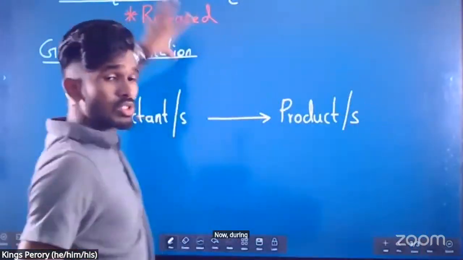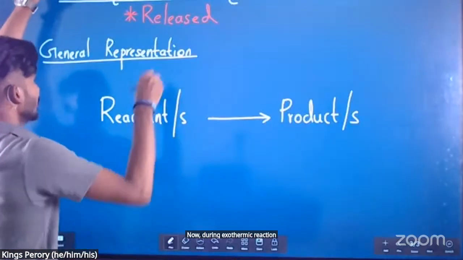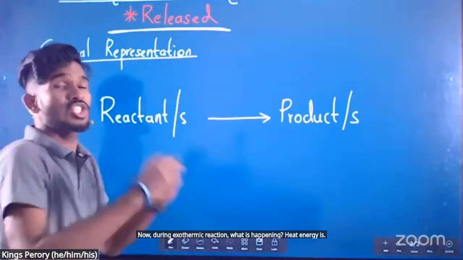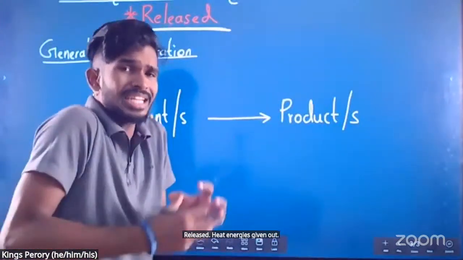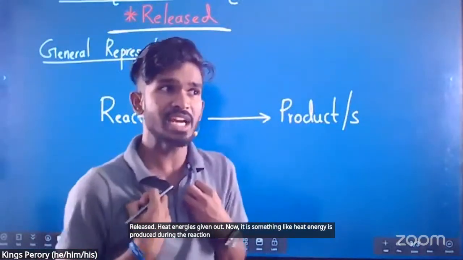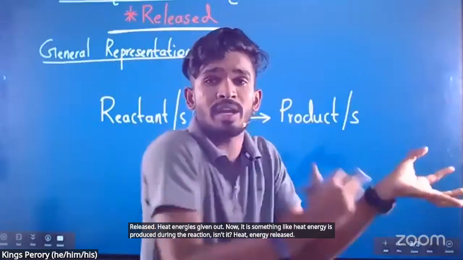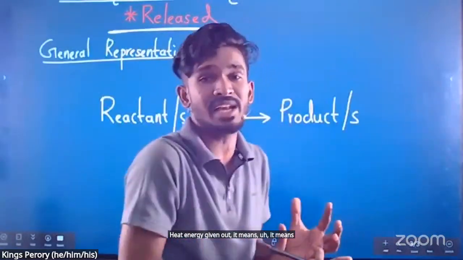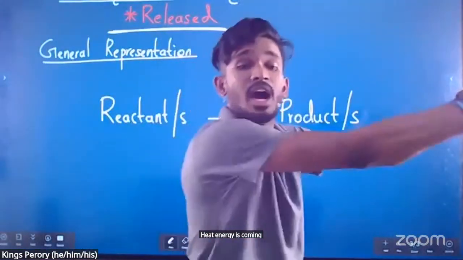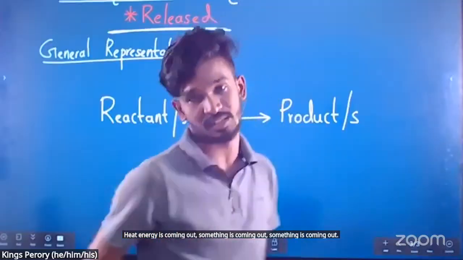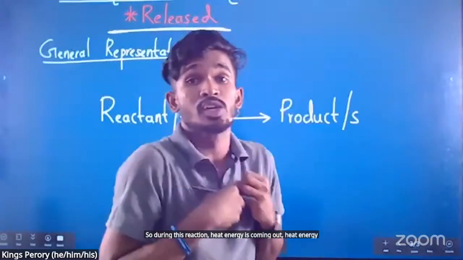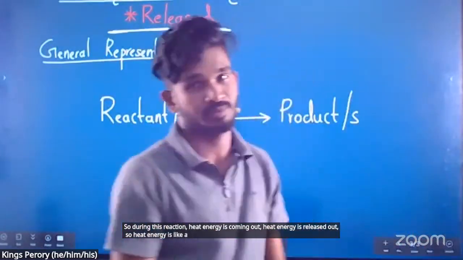Now, during an exothermic reaction, what is happening? Heat energy is released. Heat energy is given out. It means to us something like heat energy is produced during the reaction. Heat energy is coming out. Something coming out is something like a product. So during this reaction, heat energy is released out. So heat energy is like a product.